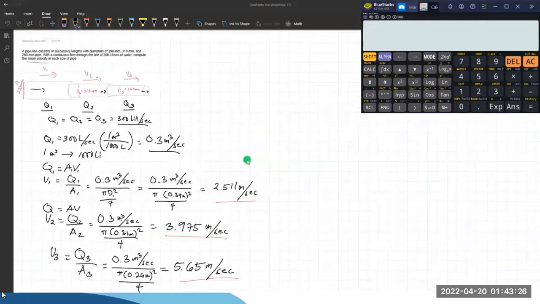As you can see, based on our calculated values, the velocity increases when the diameter is decreased. So it means that the diameter is inversely proportional to the velocity. When you increase the size of the pipe, the slower the velocity in the pipe. But when you decrease the diameter of the pipe, we will have a larger value of velocity.